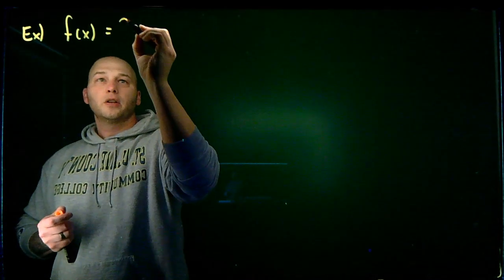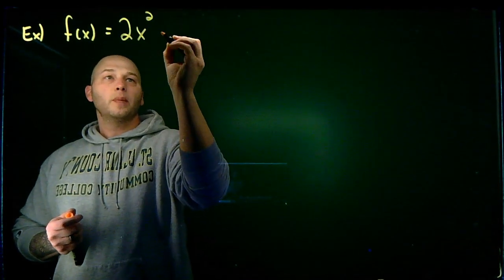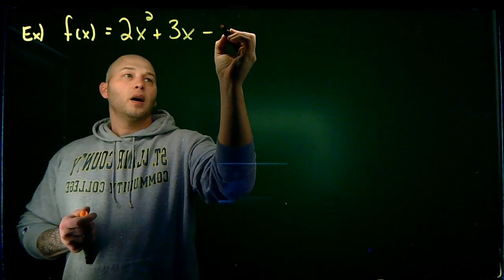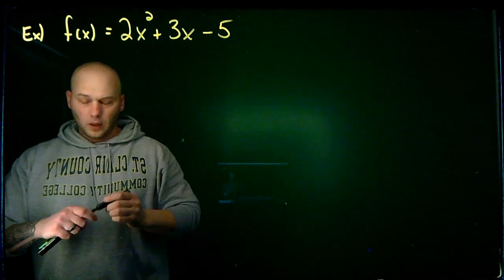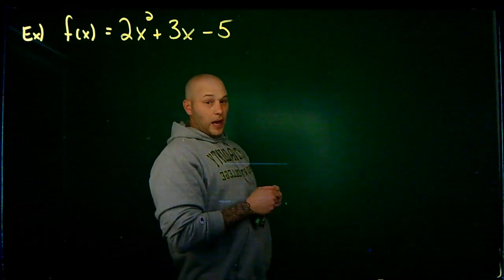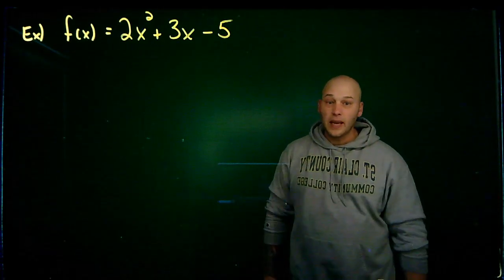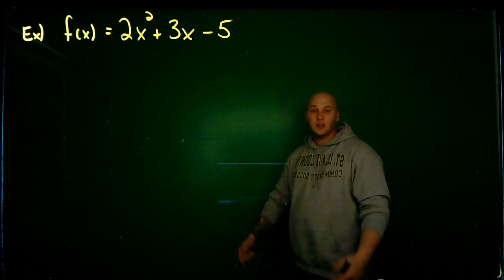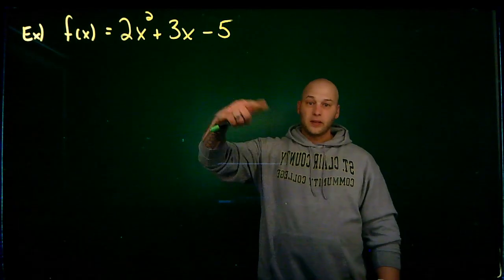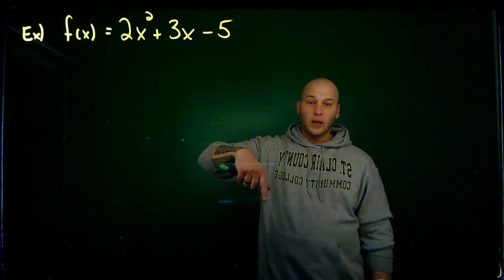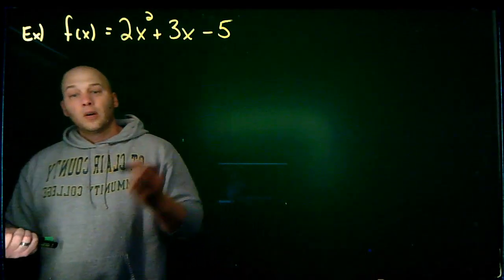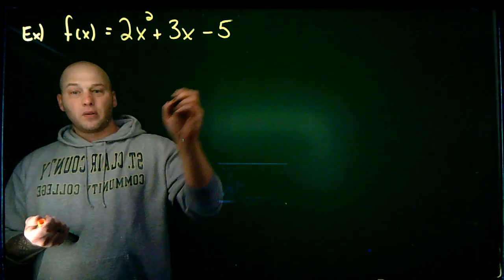f of x is 2x squared plus 3x minus 5. Okay. Let's factor this. Now again, if you don't see how to factor it, that doesn't mean that it doesn't. It just might mean that it doesn't factor nicely. But as we saw in the last example, using the quadratic formula, we can easily come up with the numbers that would work. First thing you have to do is find the zeros of this.